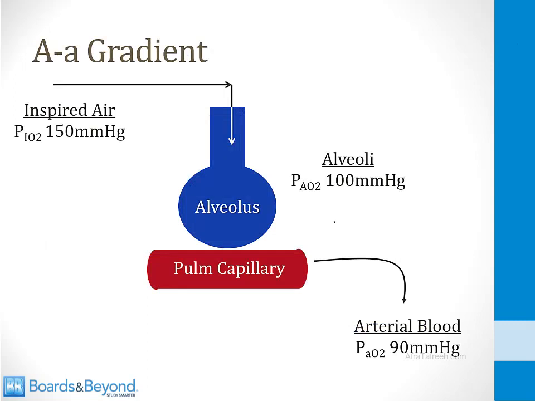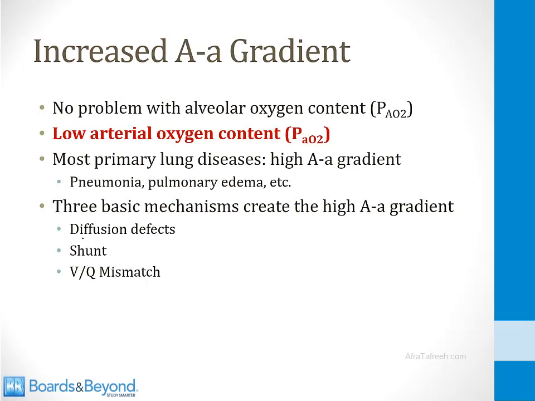So let's go back to this slide. When you have a diffusion limitation, the PAO2 is not reduced, but the problem is that oxygen can't make it out of the alveolus into the pulmonary capillaries, and therefore the PaO2 falls. For example, it could get as low as 60, and then what we're going to have is hypoxemia with a high AA gradient. So back to this slide, I told you there are three basic mechanisms that cause hypoxemia with a high AA gradient. We just talked about diffusion defects.